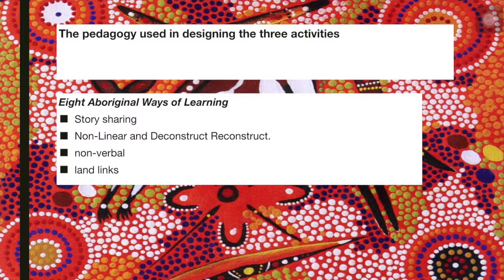The pedagogy used in designing the 3 activities: 8 Aboriginal ways of learning. Firstly, the pedagogy involved in designing the activity of using fire to manage land is two of the 8 Aboriginal ways of learning: nonlinear and reconstruct. Students are expected to use resources provided to research more on the topic of using fire to manage land.